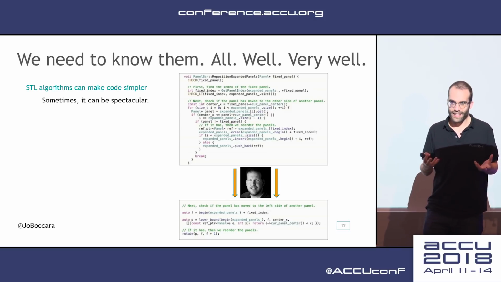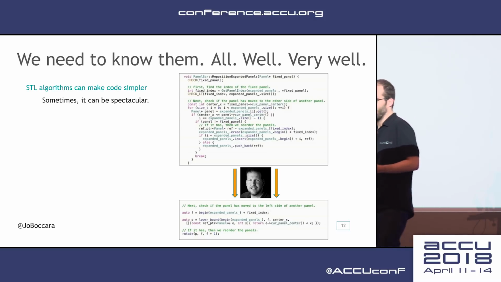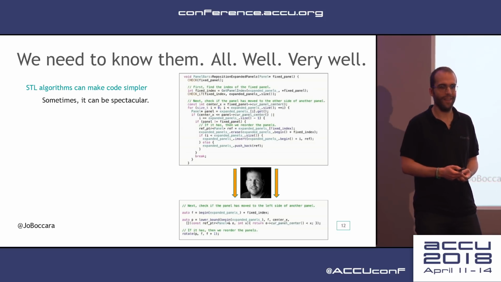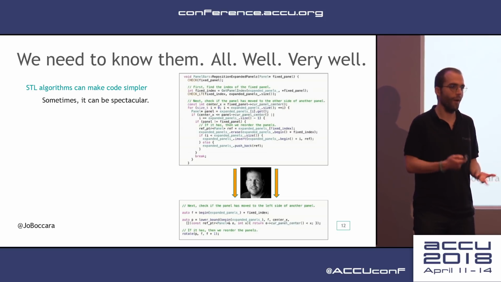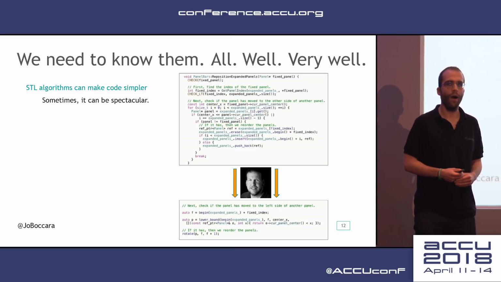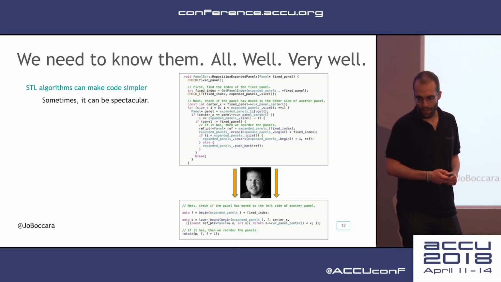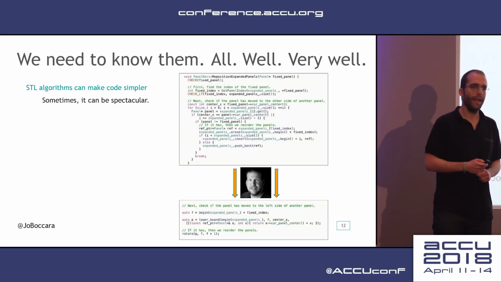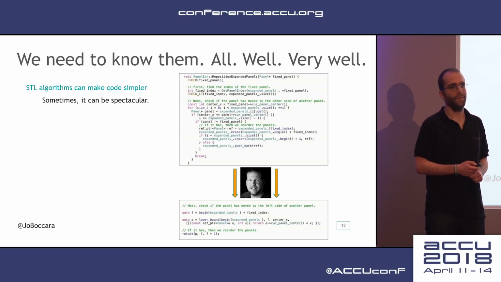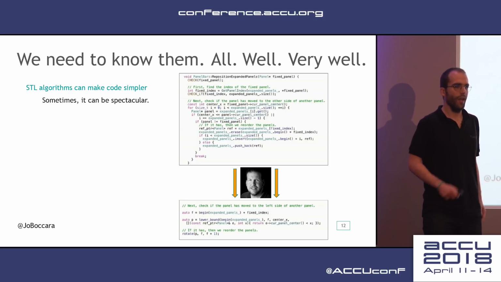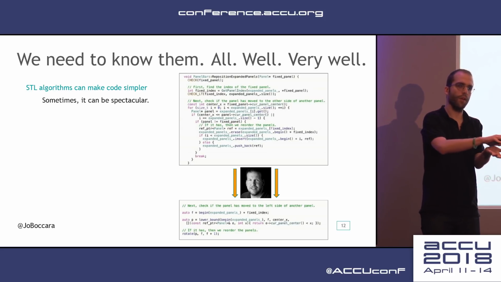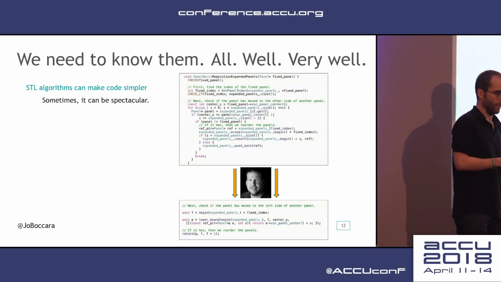Now, there's a fact that's been popularized across the C++ community over the past couple of years, which is that we need to know all the STL algorithms. We need to know them well, very well. But why? For several reasons. One reason is that it makes our code simpler, and sometimes it's spectacular. We've already seen that talk from Sean Parent a couple of years ago, who transformed a big chunk of code into a very small and expressive piece of code just by choosing the algorithms correctly.